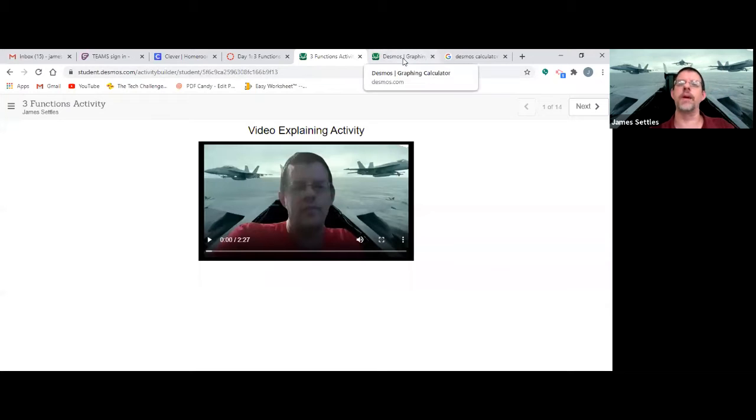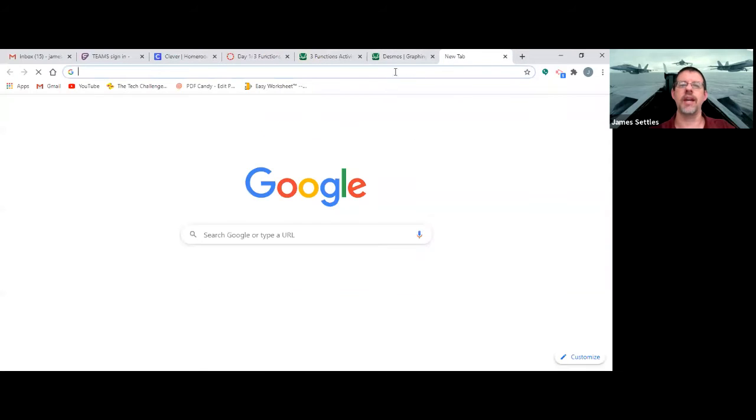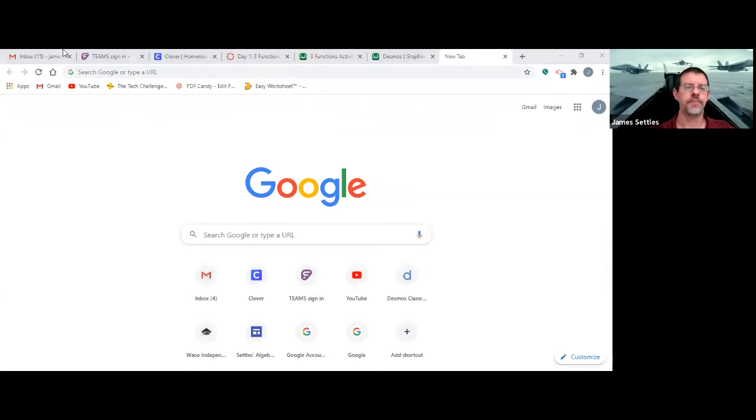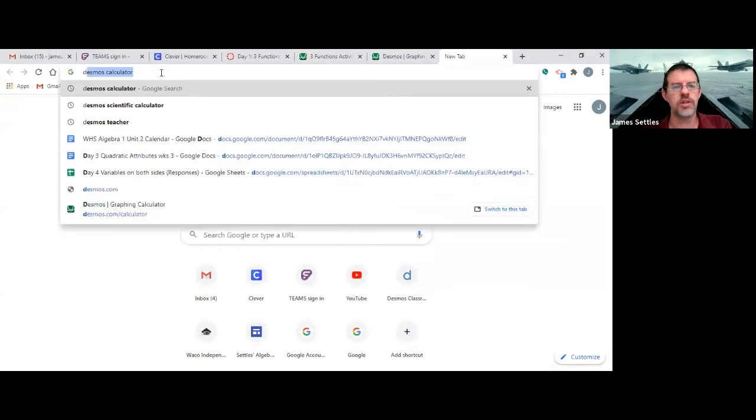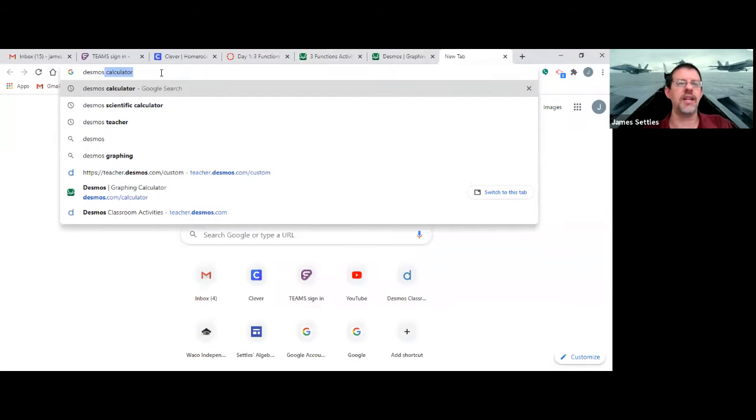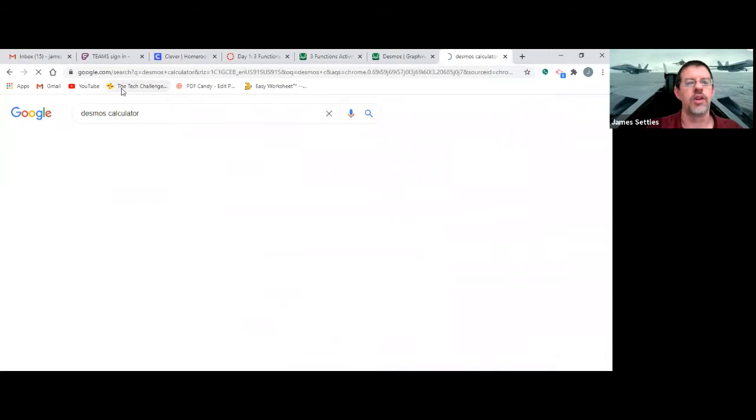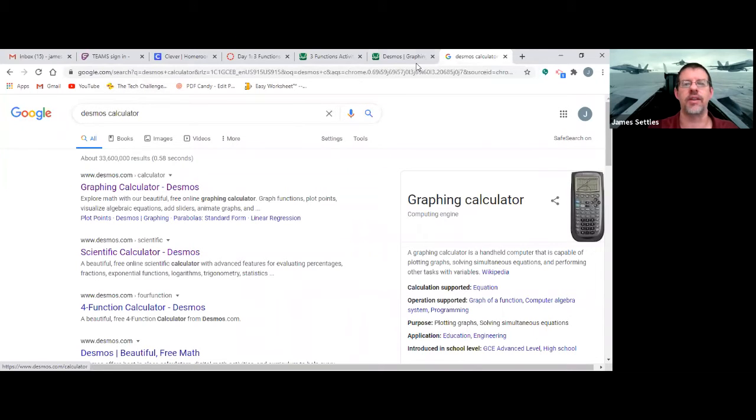And then I need you to open up a new tab. Okay, so open up a brand new tab and type in Desmos, and either Desmos Calculator will pop up. If it doesn't, type C, and I almost can guarantee Desmos Calculator is going to show up, because this is the most popular calculator on the web. So you click on this, and then it's going to give us the graphing calculator.